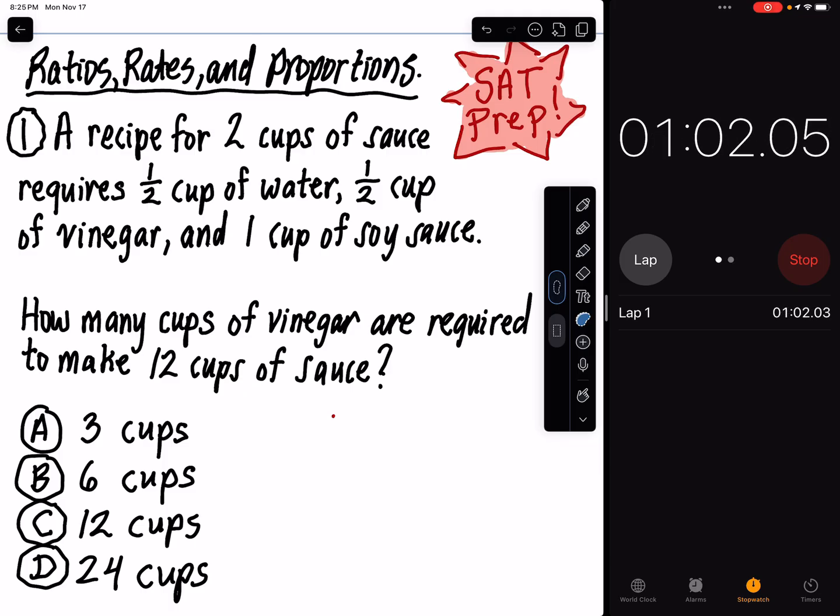So this is a recipe for 2 cups of sauce, requires half a cup of water, half a cup of vinegar, and a cup of soy sauce. How many cups of vinegar are required to make 12 cups of sauce?